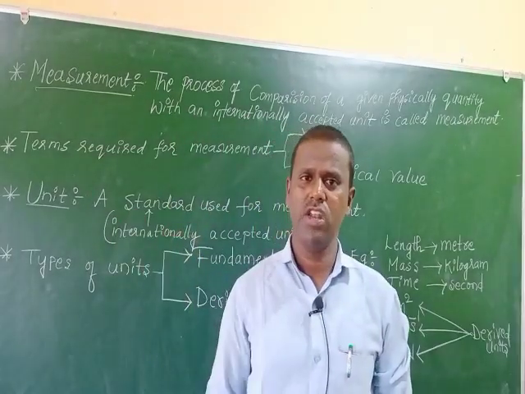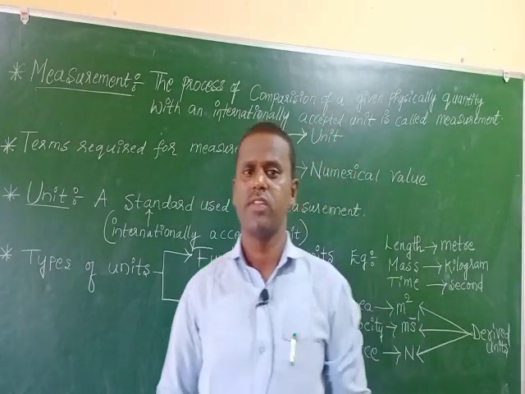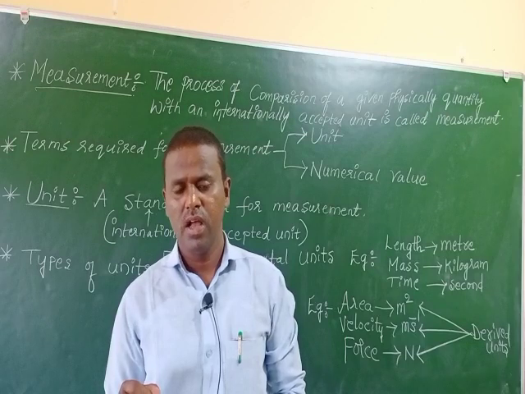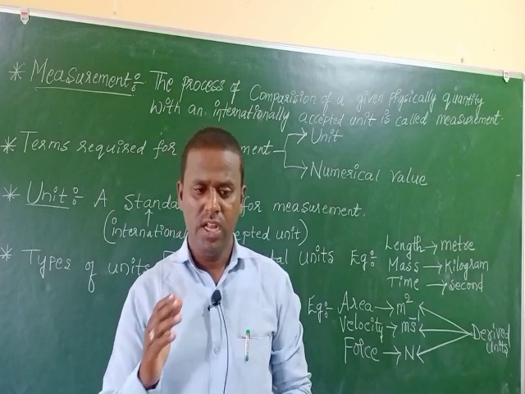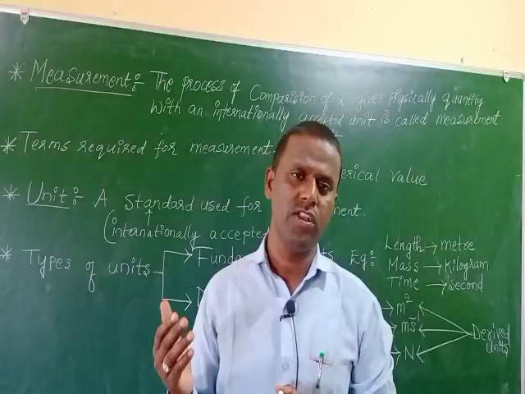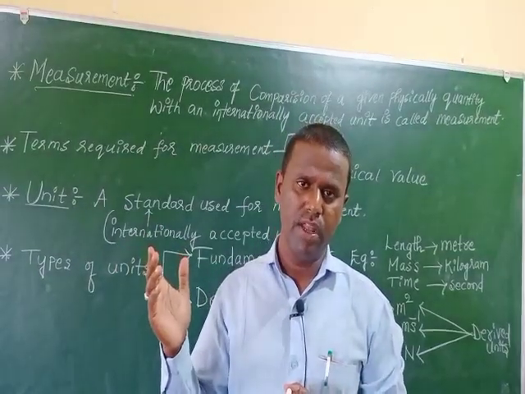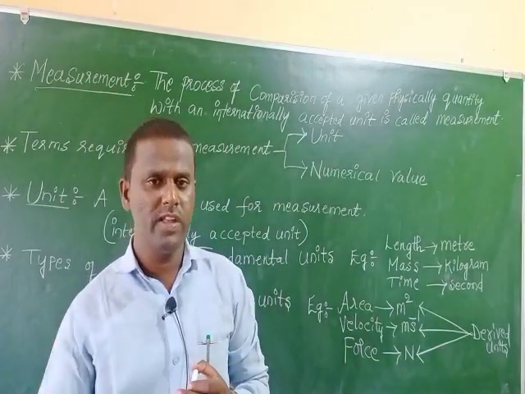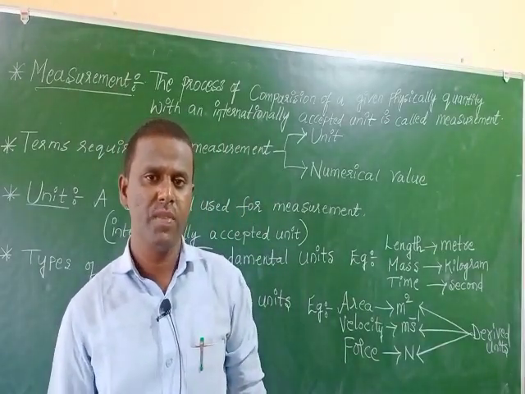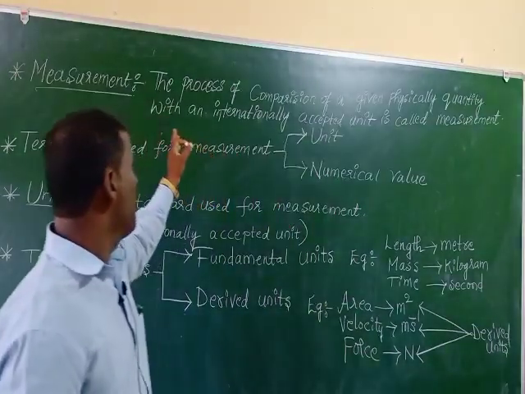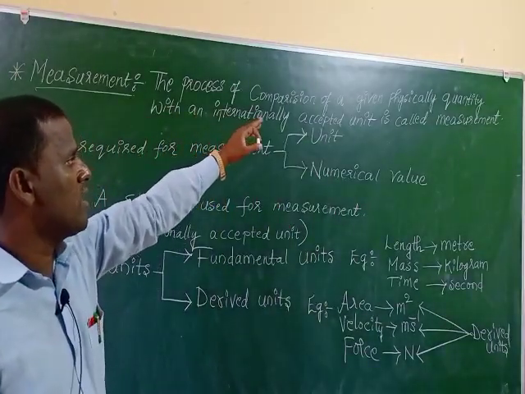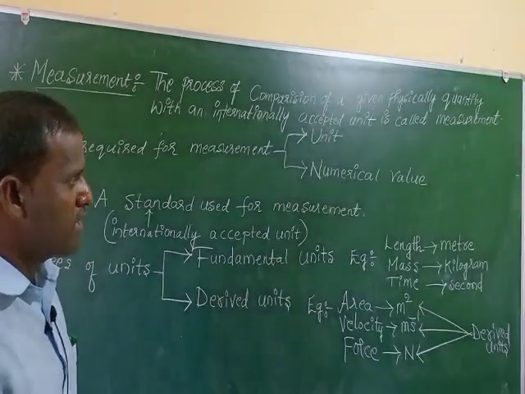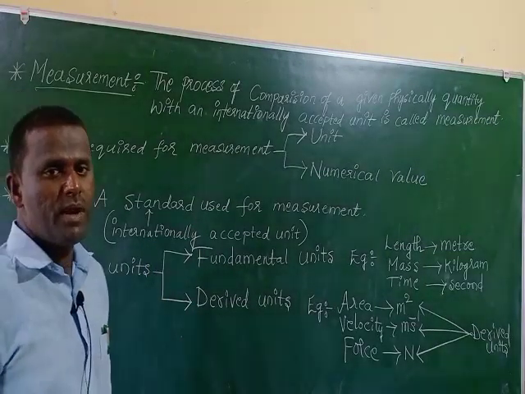What is the temperature now? 25 degrees Celsius. Degree Celsius is the unit, accepted unit, internationally accepted unit for temperature is Kelvin. Kelvin is the unit of temperature, but most of the time we go for using this degree Celsius only. So here, what is measurement? The process of comparison of a given physical quantity with an internationally accepted unit is called measurement.